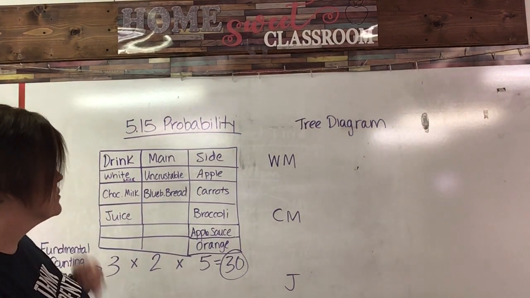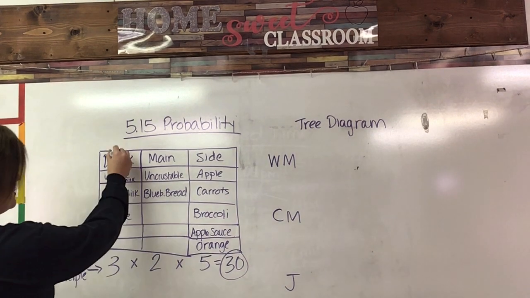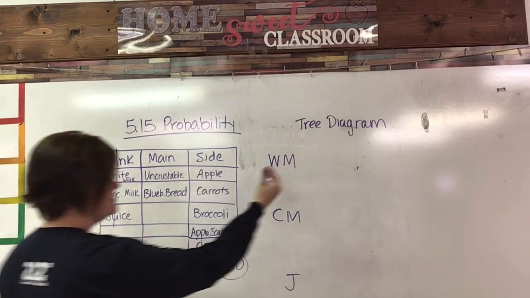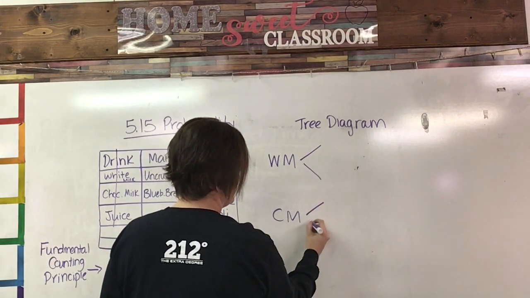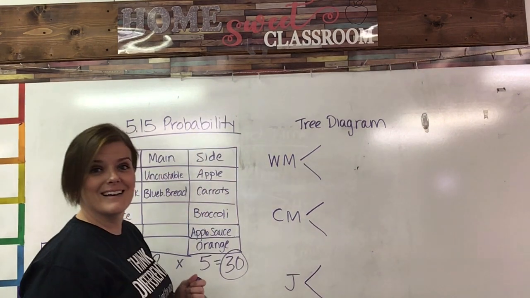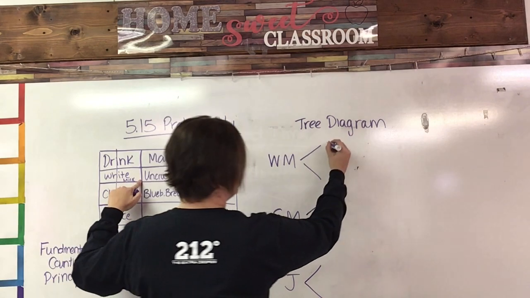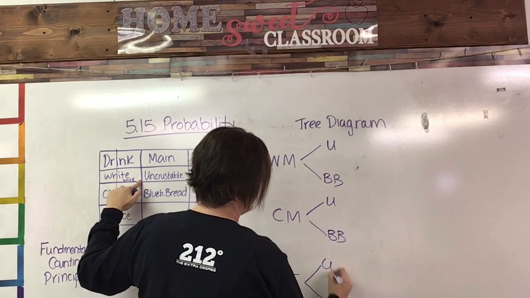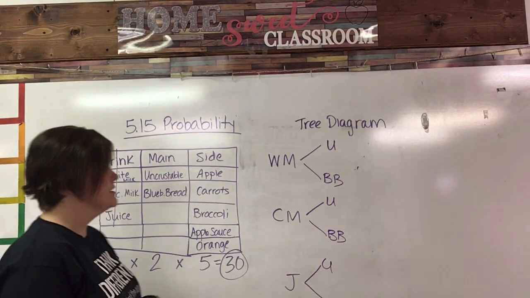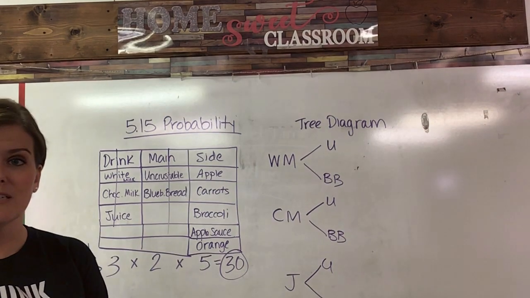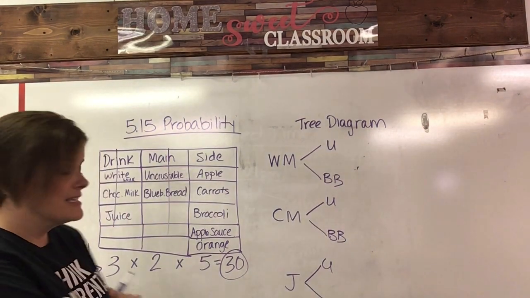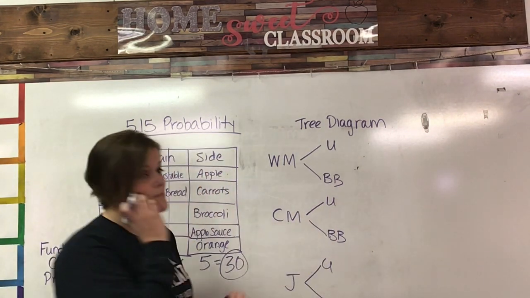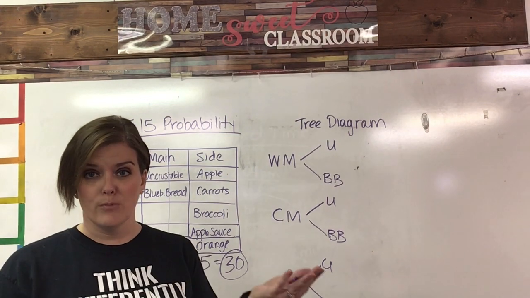So my main dishes, there's only 2 of each. So I've done this category, now I'm working on this one. Off of each of these, I need 2 lines like this. So I'm branching out on a tree diagram. Get it? All right, so Uncrustable, blueberry bread, on each of them. Now this one's going to be tricky because we've got a lot of stuff going on here. I should have made it less. 1, 2, 3, 4, 5, which I already did. So that means off of every current branch, I need 5 more branches.